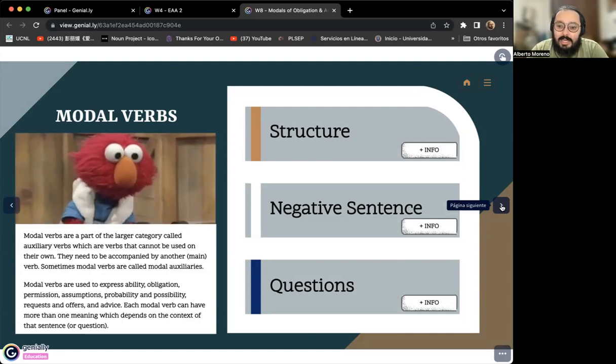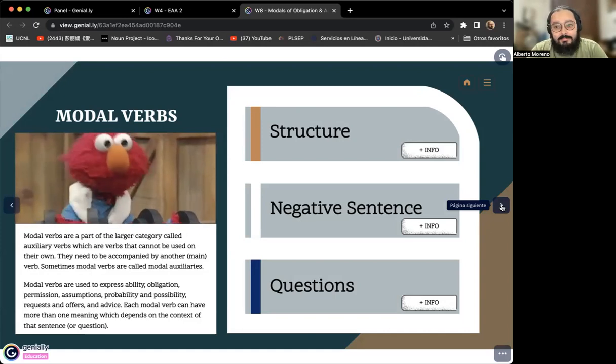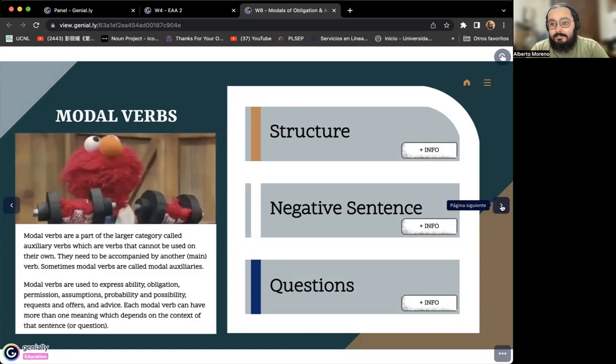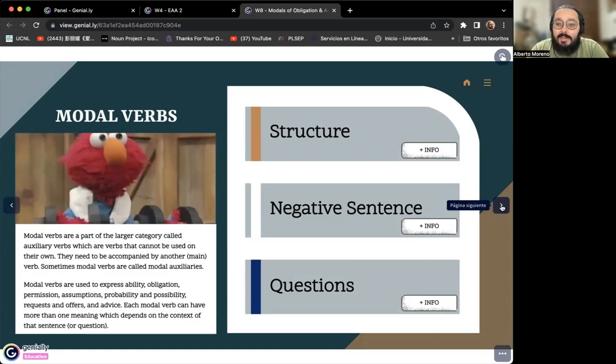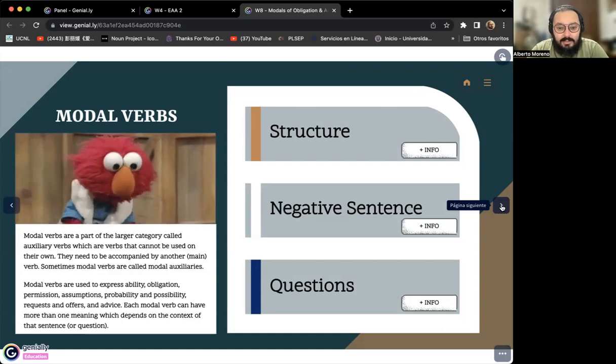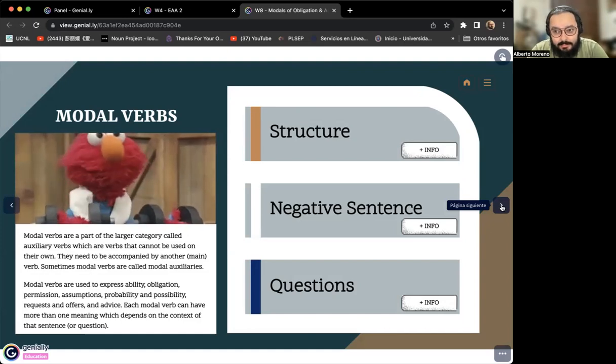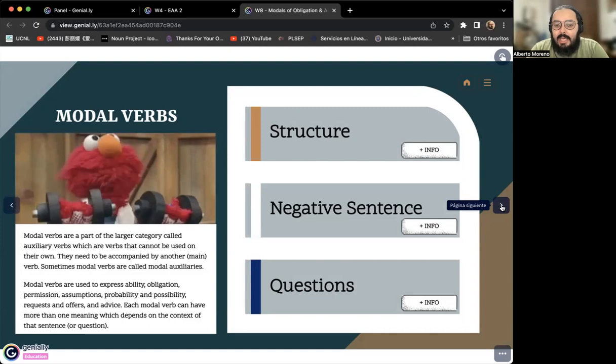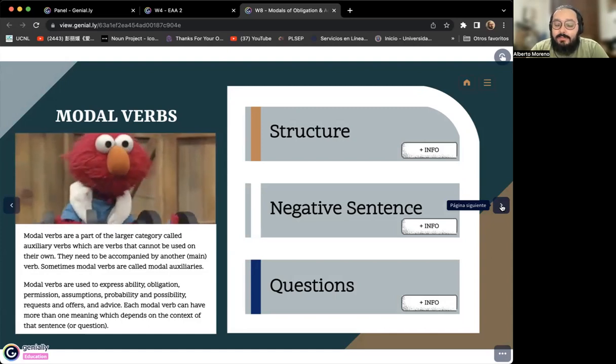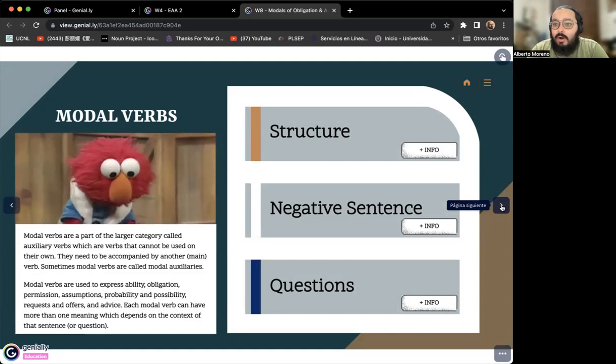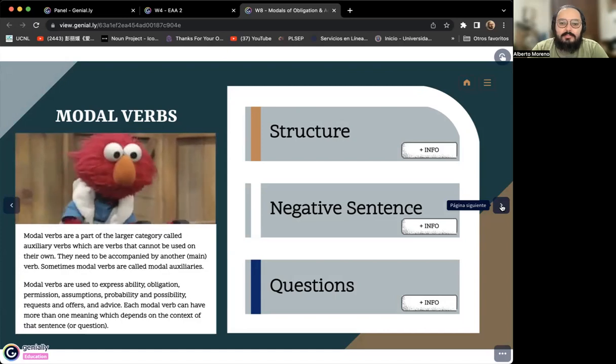Which is important here, guys, is that you understand that modal verbs, the ones that we are going to check later in this session, cannot be by themselves in a sentence, okay? They need a main verb in order to work in a sentence. And the structure of the main verb is the same for all of them, okay?